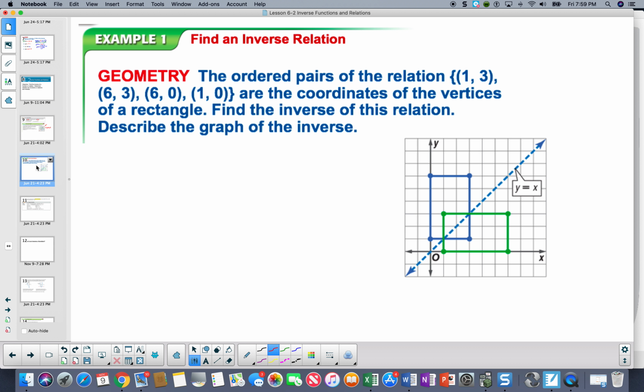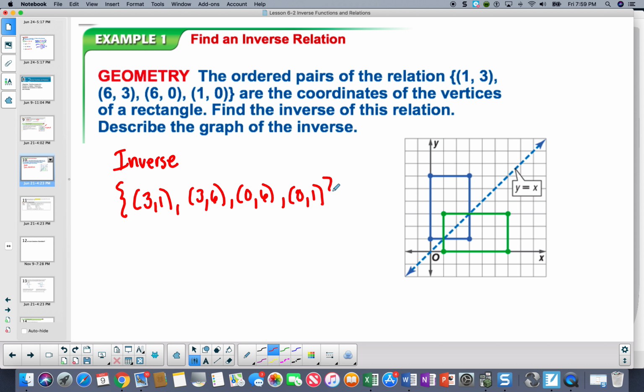All right, let's see if we can find an inverse relationship. Here's the picture, and here is the inverse relationship. It'll have a point (3, 1), and all I did was take the x and the y and reverse them: (3, 6), (0, 6), and (0, 1). This is an inverse relationship because it's a reflection across the y equals x line.